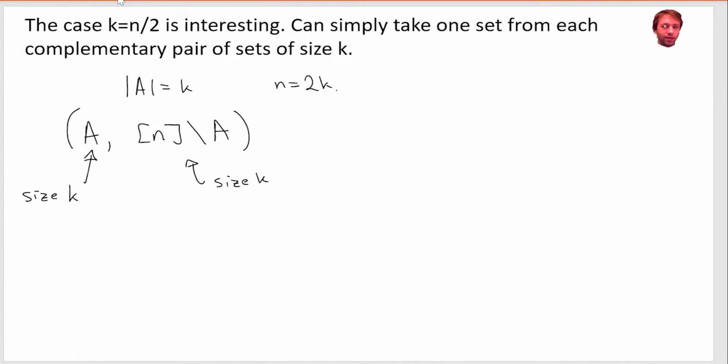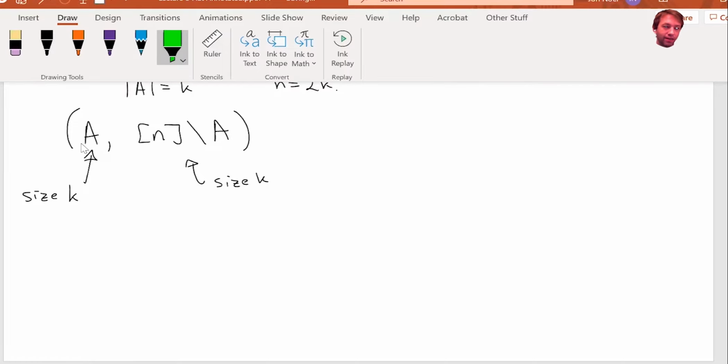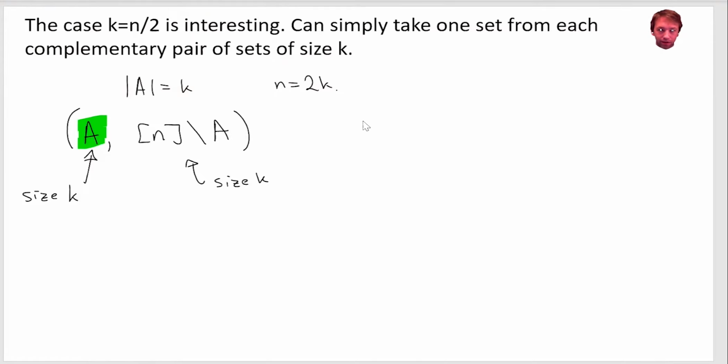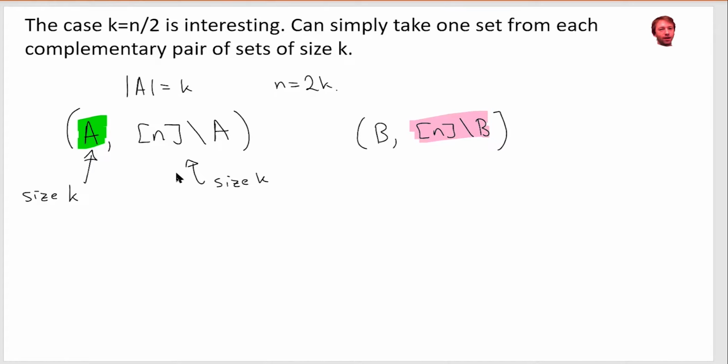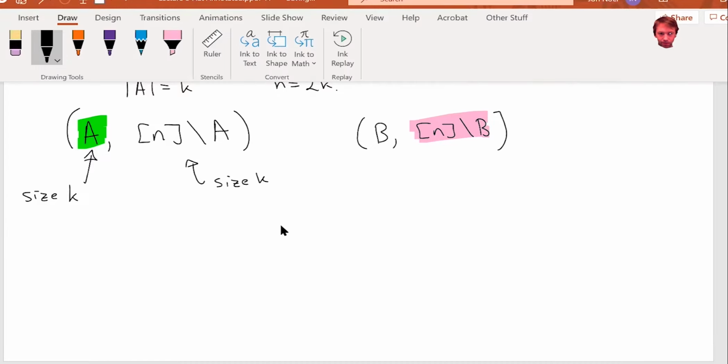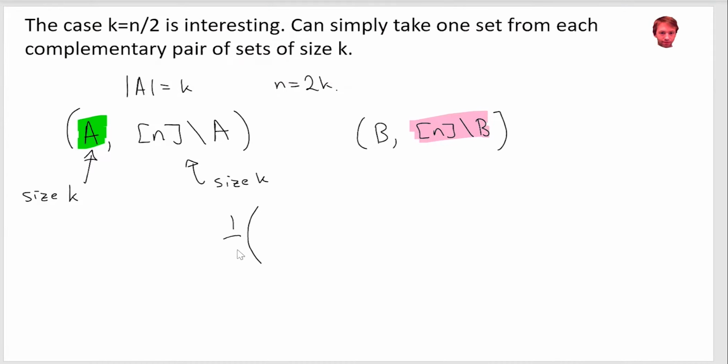In this case, you get something weird. If I list out the complementary pairs and take one from each of them, on this one I'm taking that set, and for another pair of sets B and n minus B, which one I called A and which one I called n minus A is arbitrary, but I can take that one. That's always going to be an intersecting family as well, because if I take a set of size k, the only set of size k it doesn't intersect is its complement, if n is equal to 2k.